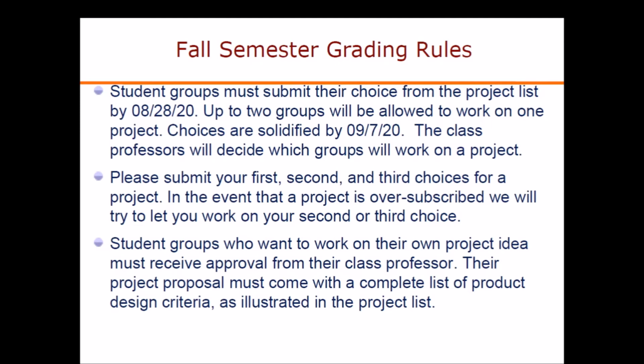This year we have almost 30 projects, so there's actually almost enough projects for each group to have selected one as their first choice, but we're going to let you guys double up so you can do something that you're interested in. And then we're going to make the decisions as the class instructors on which groups work on which project. Okay, you're going to submit your first through fourth choices on the Google form that'll go through after this. In the event that a project is oversubscribed, like I said, we're going to let you work on your second and third choice. If you have your own project here, you have to receive approval from your course instructors, right?